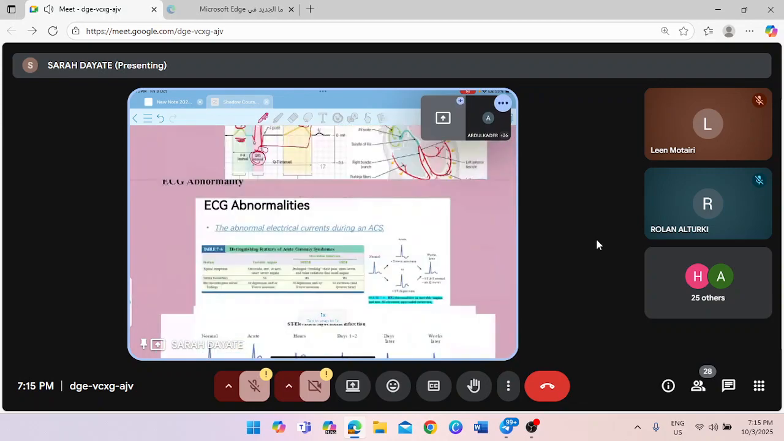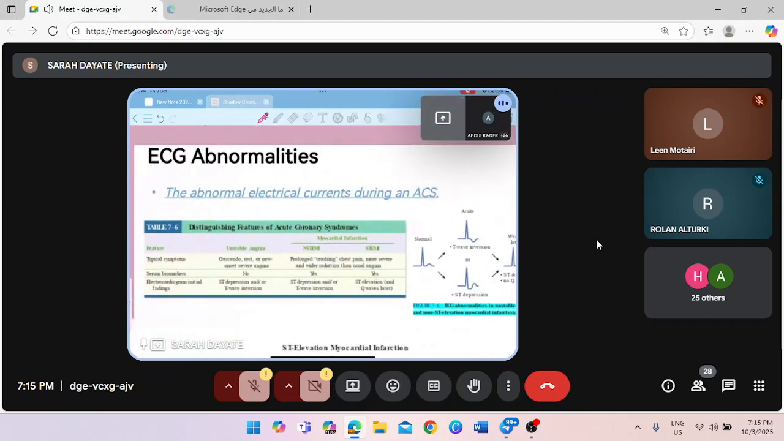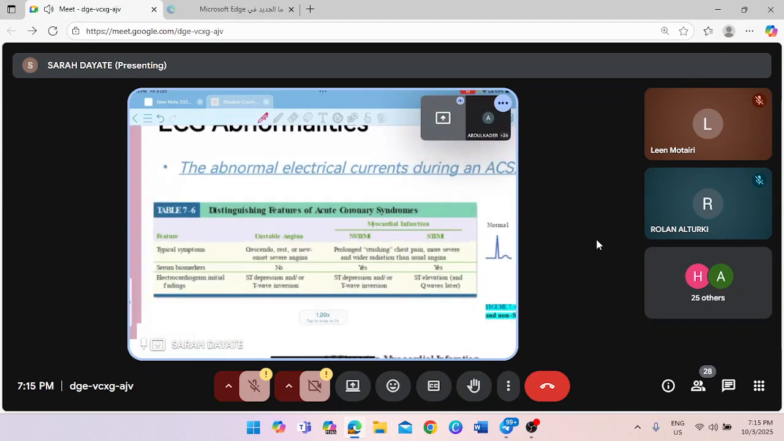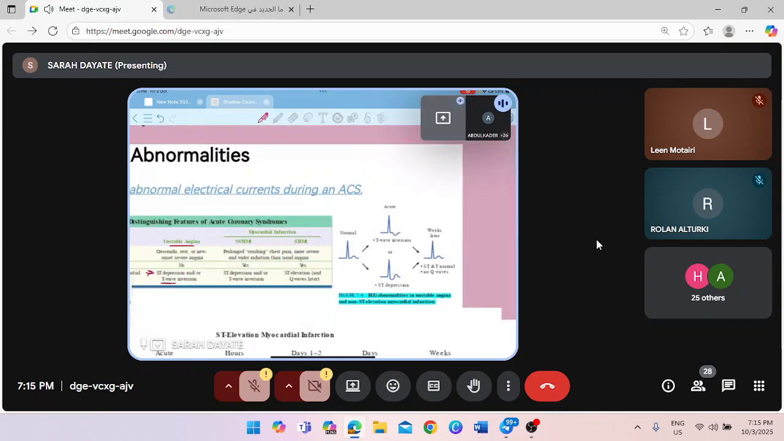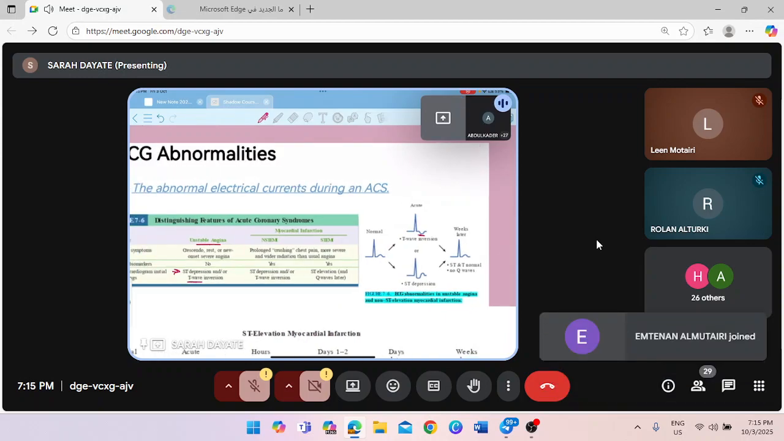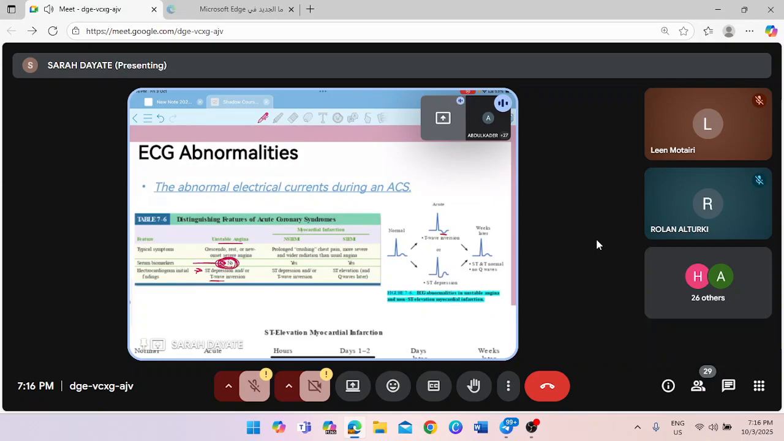What else? Here, as you can see, the ECG abnormalities I told you about. This is important. When we have unstable angina, the initial ECG findings are ST depression or the T wave has inverted. So where is the T wave? This is the T wave. It has been inverted, and the ST has depressed. But there are no markers found, because we still don't have infarction yet.